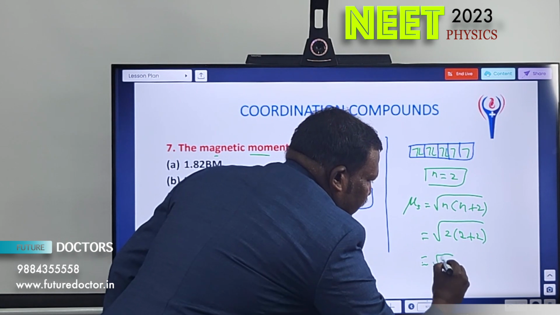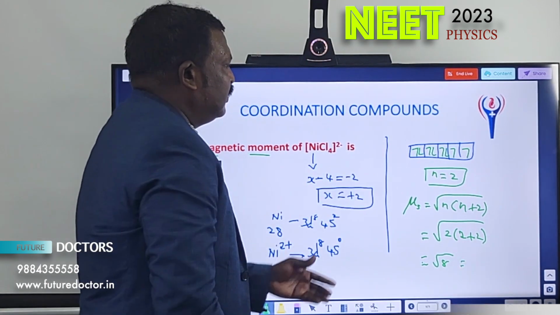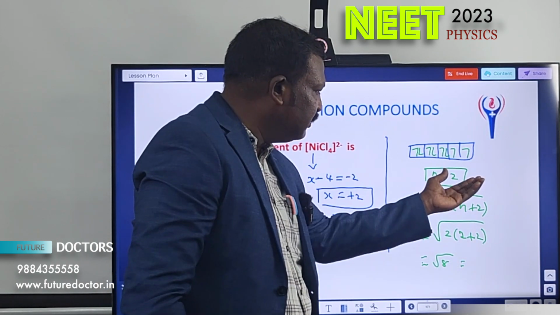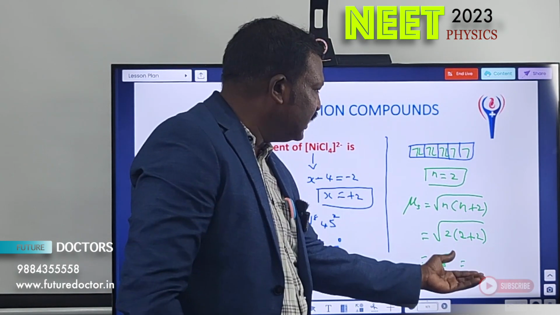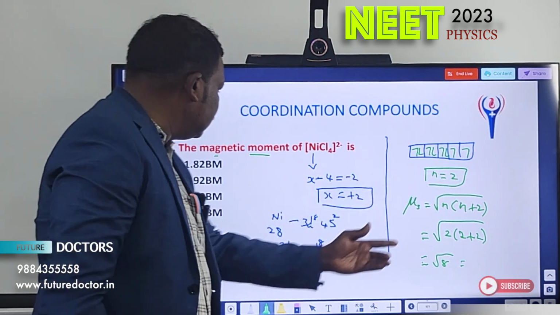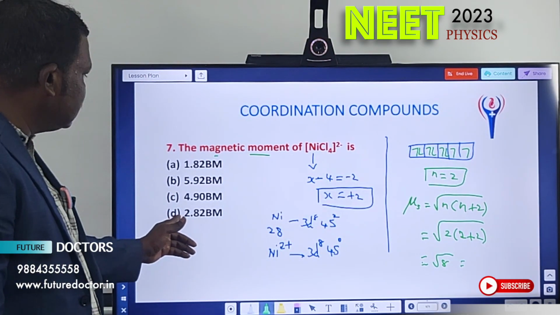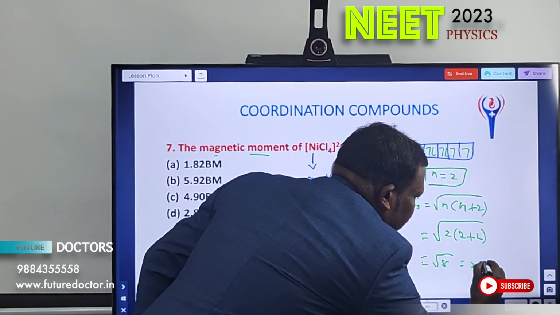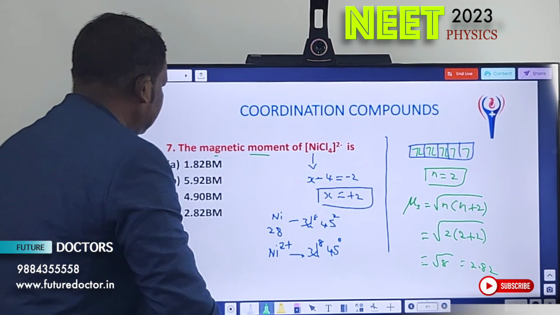Just remember root 8. If you have 2 electrons, it's 2 something; 3 electrons means 3 something; 4 electrons means 4 something. Just remember like this. So we have 2 unpaired electrons, we will get a 2 something value. So 2.82 will come. Understood? So option D is the correct one.